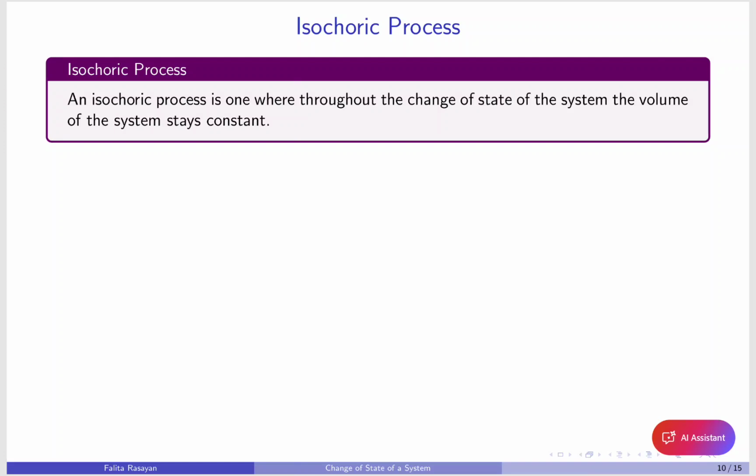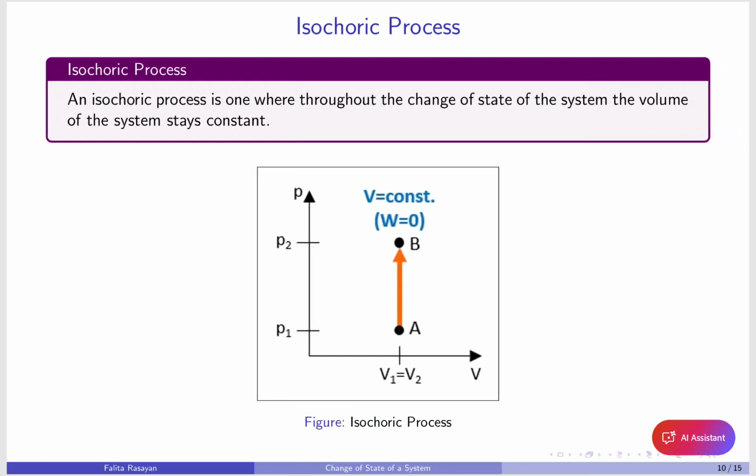Next is an isochoric process. An isochoric process is one where throughout the change of the state of a system, the volume of the system stays constant. So earlier it was constant pressure, now it is constant volume. And if we see the PV curve, we will see a straight line parallel to the pressure axis. Here the volume is constant.